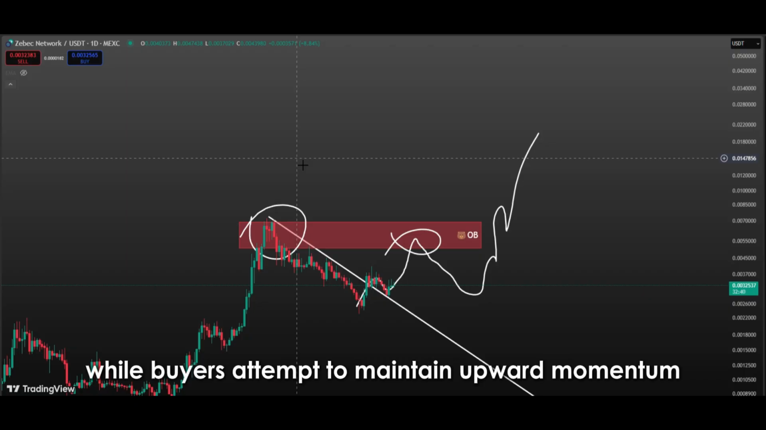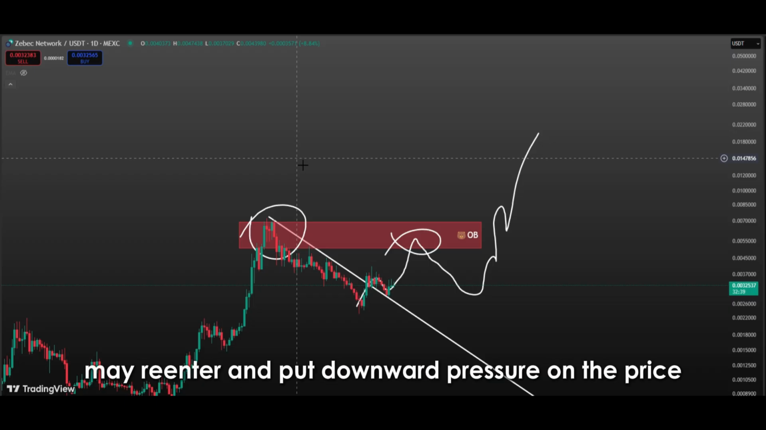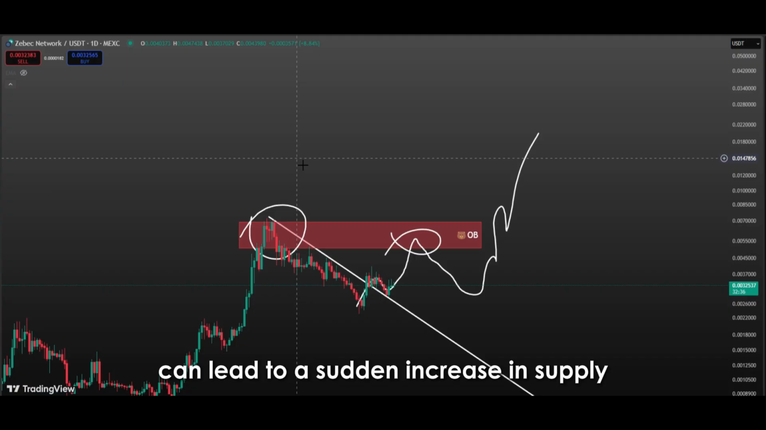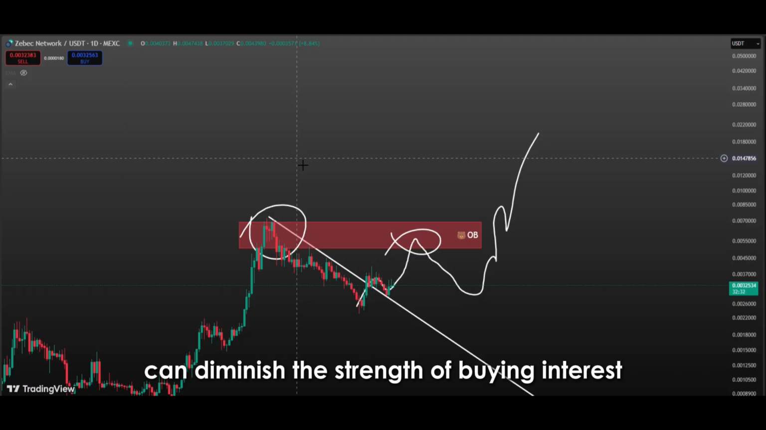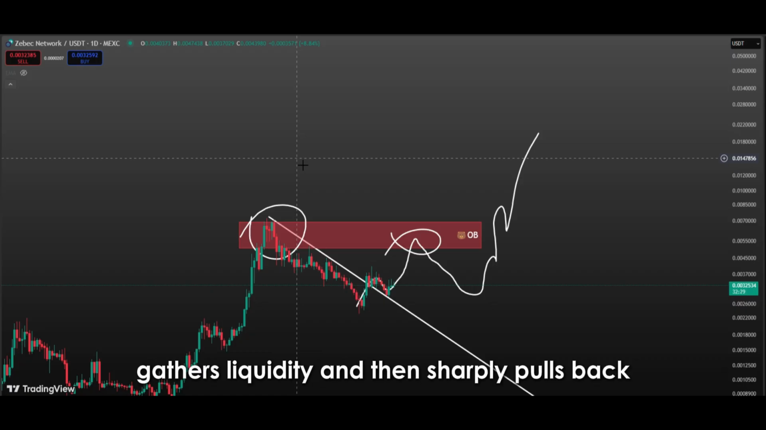While buyers attempt to maintain upward momentum, sellers who previously entered trades at this level may re-enter and put downward pressure on the price. This bearish block zone, often consisting of sell orders placed by large investors, can lead to a sudden increase in supply when approached. This means the price needs extra buying power to continue its upward trend. Breaking through this level in a single attempt is not always easy, as the pending sell orders can diminish the strength of buying interest. This can also create the potential for a liquidity trap, where the price quickly approaches the level, attracts buyers, gathers liquidity, and then sharply pulls back.